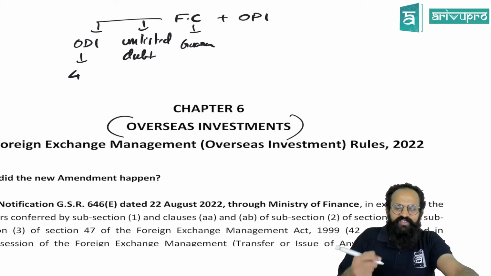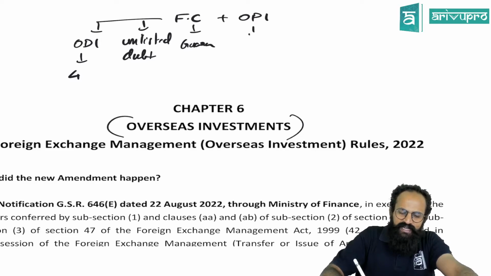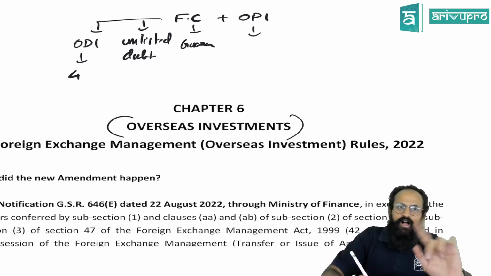Done now? Okay. Sir, what does OPI include? OPI includes, people, we just saw what? Any investment in foreign securities other than ODI. So ODI is not included. So whatever is not ODI, so less than 10%, all this will come here.